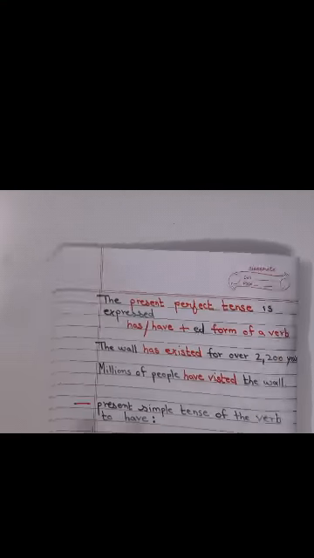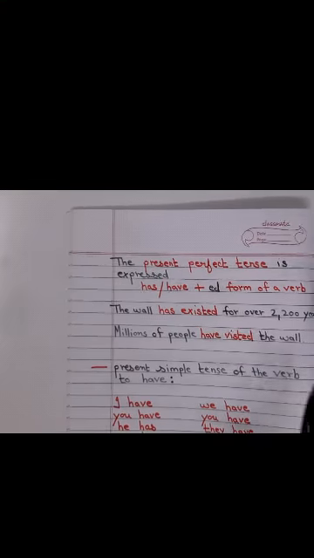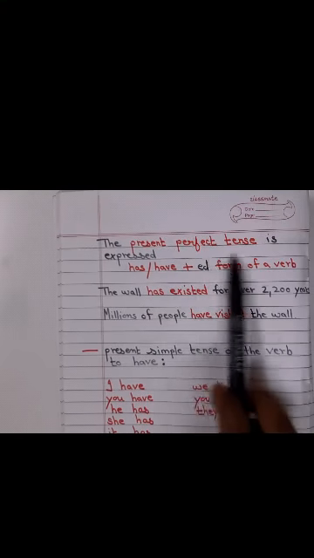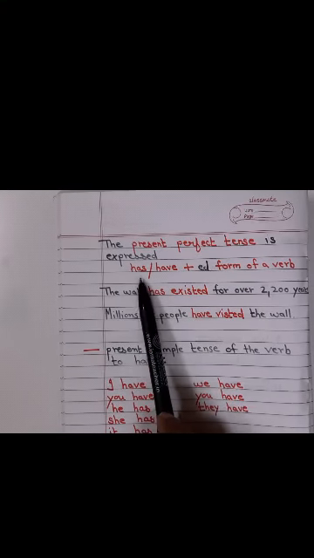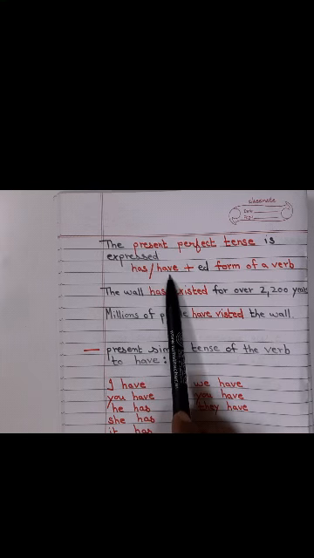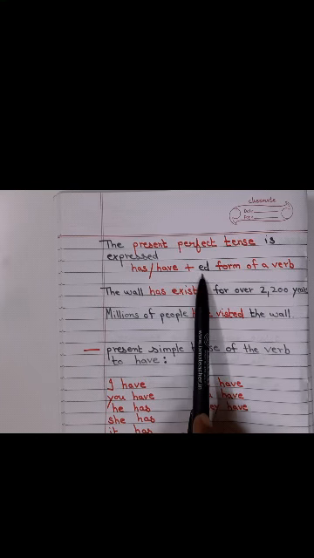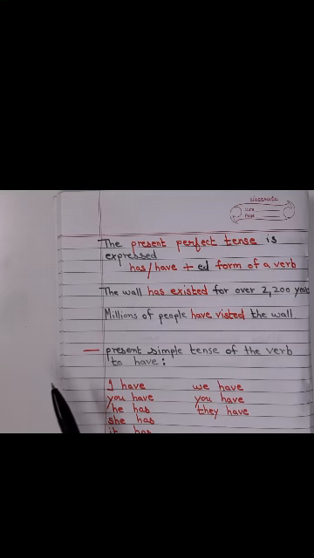Now children, let's see here what I have done. I have made it simple for you so that you understand. I have just written this so you get an idea. The present perfect tense is expressed by putting has or have, and then you add the ed form of the verb.